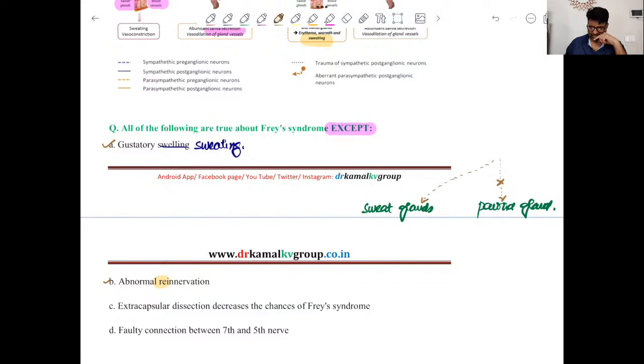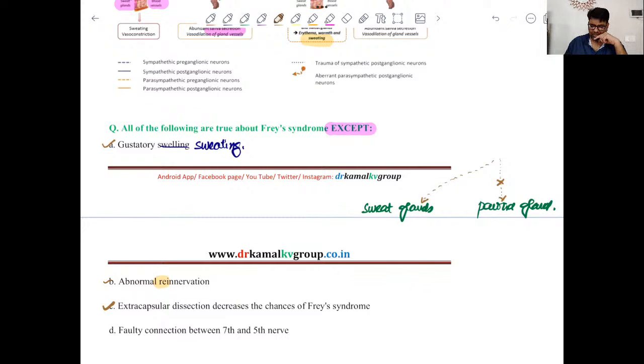Now what about option C? T or F. Yeah, I think this will be a little tough for you. Yes, we can minimize the chances of Frey syndrome by doing extracapsular dissection, right? So this is also true actually, but yes, I think it will be a little difficult for you. So extracapsular dissection decreases the chances of Frey syndrome. That is a true statement.